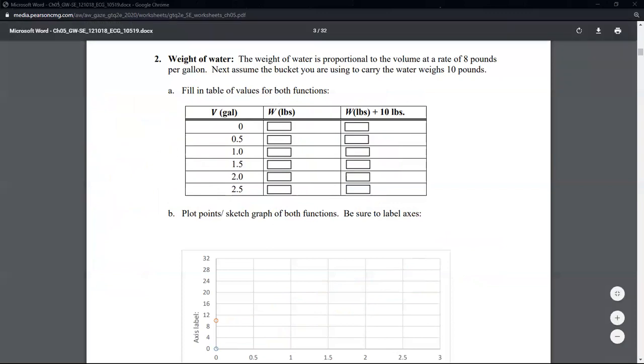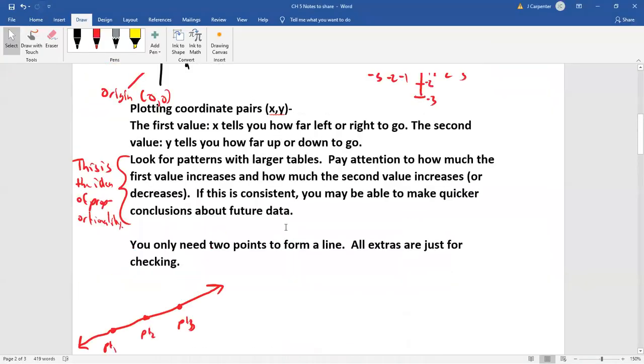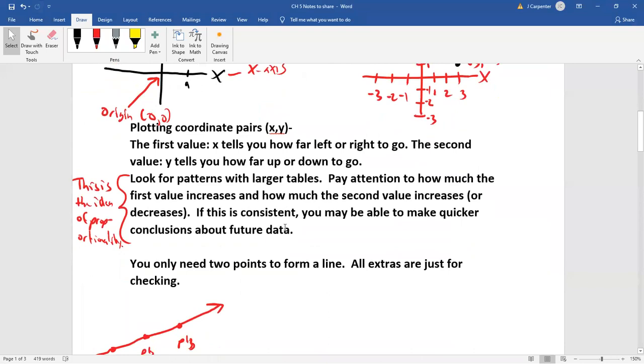Let's take off annotate, and I'm just going to point out on those notes, even though I said it 50 times, what I was referring to. Look for patterns with larger tables. Pay attention to how much the first value increases and how much the second value increases or decreases, because it could be going down. If this is consistent, you may be able to make quicker conclusions about the future data. That's exactly what we were just discussing.